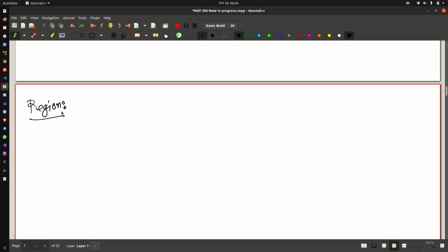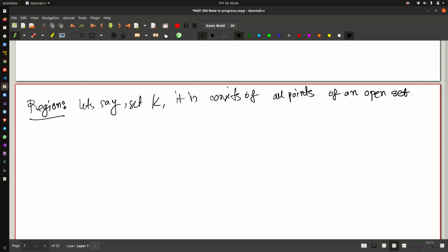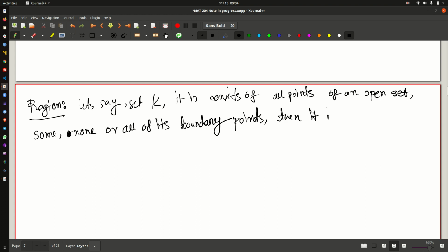if you have a set, let's say set K, and if this set K consists of all points of an open set, that means you have an open set, that means all the interior points, okay, then in addition it will carry some, none, or all of its boundary points, then it is called a region.